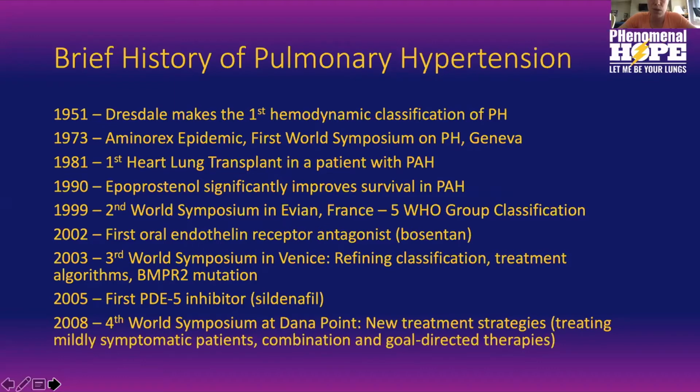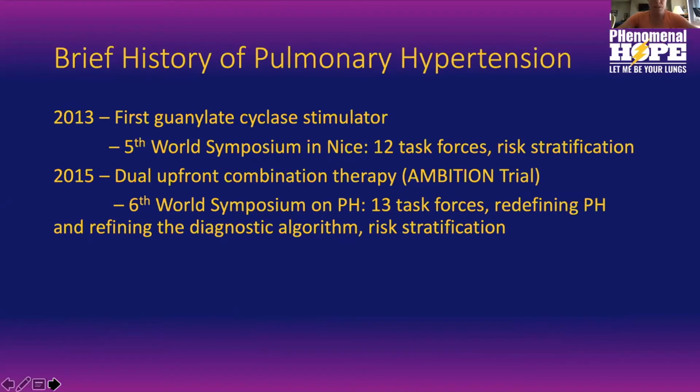And then in 2003, there was the third World Symposium. We started really talking about definitions, finding mutations. 2005 is the second oral medication, sildenafil, Revatio, aka Viagra, that some people may know of as that medication. In 2008, there was another World Symposium. These are meetings where people come together from all over the world to discuss definitions and treatment strategies, etc. 2013, we had a new class of medication, the first guanylate cyclase stimulator. And again, the classification system evolves, as does risk stratification and how we treat patients.